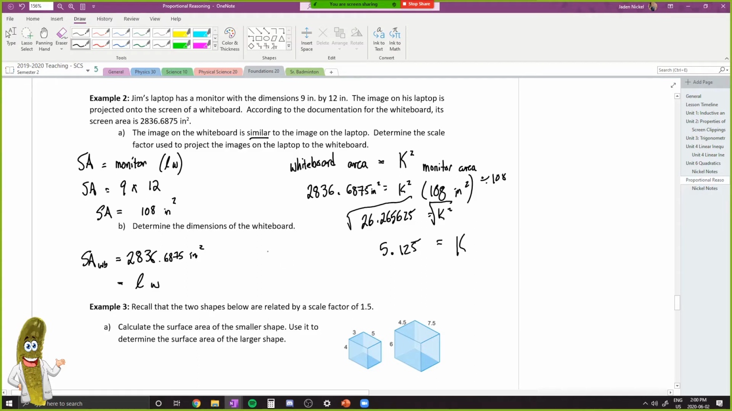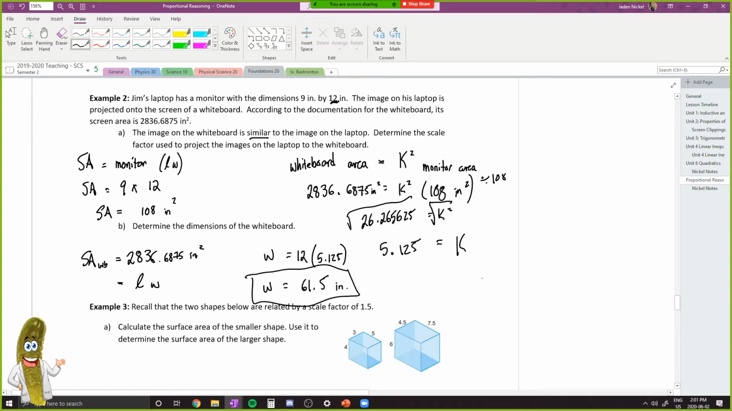So in terms of the x value, let's call that the width of the whiteboard. What we can do is we can say, well, I know that the width of the monitor was 12 inches, and I know that the width of the whiteboard is 5.125 times bigger. So I can go 12 times 5.125, and you can solve that the width is 61.5 inches. So that's one of our solutions.